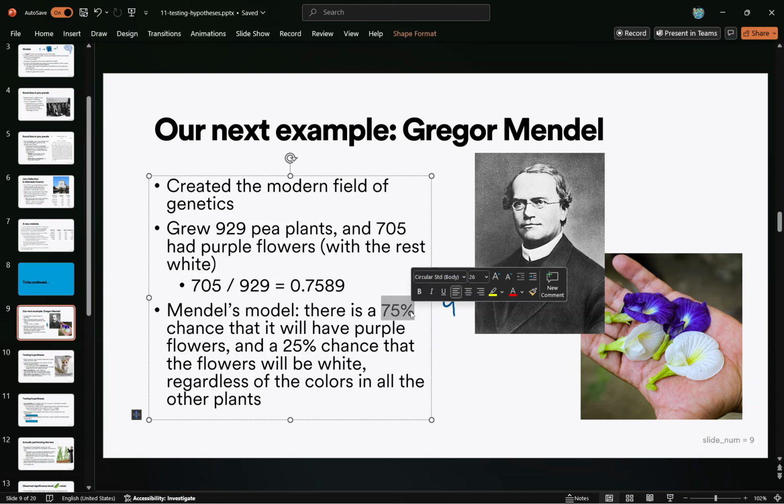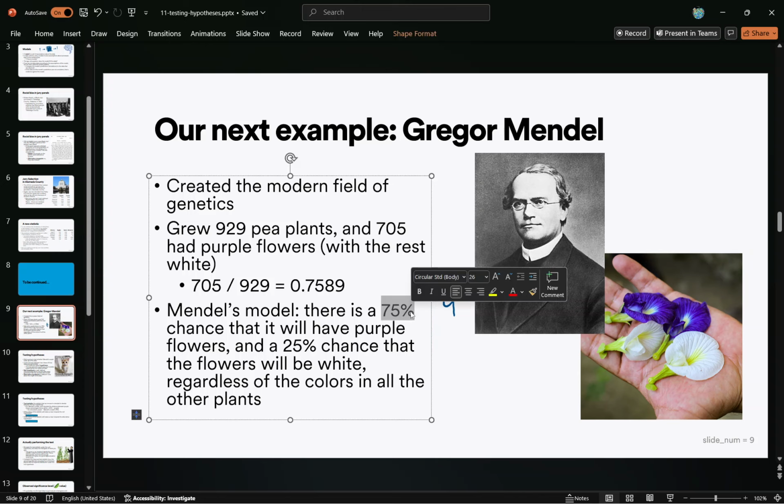Okay, so yeah, that's pretty neat, and we can test that. Our goal is to test this, right? We have his data, like the counts of all the pea plant flowers and what colors they were. We would like to run some simulations to do an actual legitimate test to see whether 75% is a good idea. Does that seem right? Okay.